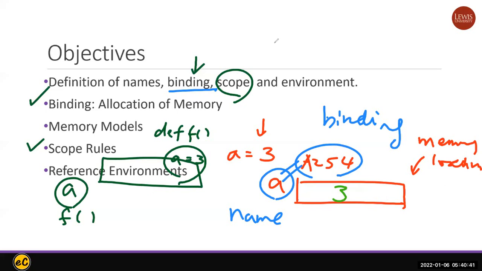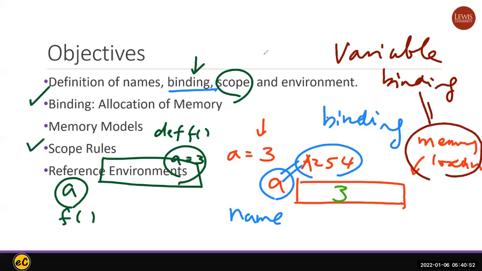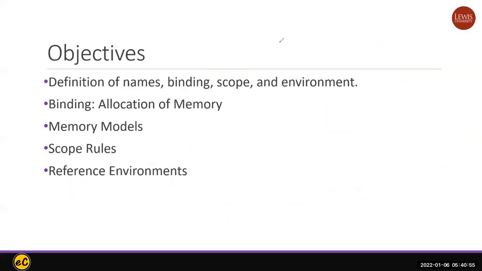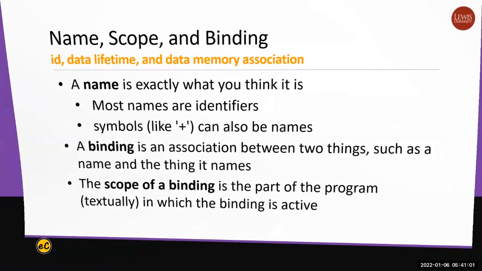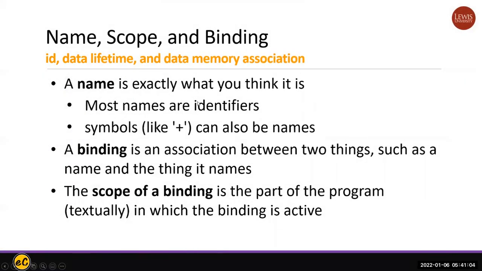And you can look at it as variables bound with memory locations. Okay, so variable name, binding, and scope. A name is exactly what you think it is. It's the name, it's an ID. An ID can be a variable name, could be a function name, and a function can also be an object. So basically, name is talking about which object you are associated with, okay?